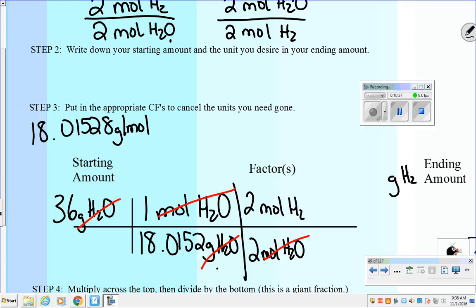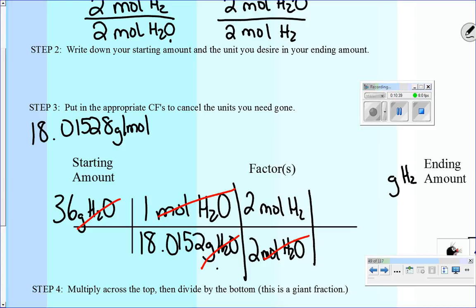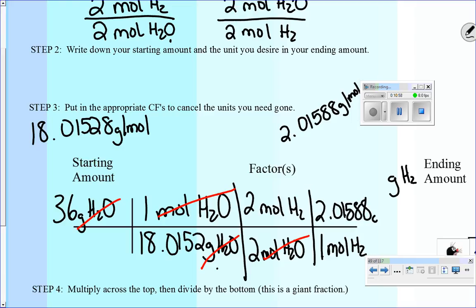So now I'm just going to simply do another GFM calculation. My GFM for H2, remember you do have to multiply that by 2. I'm going to have my grams on top because I want my 1 mole of H2 on the bottom. That allows me, sorry, I'll write my H2 with that. It really does help keep track of stuff. That allows me to cancel out my moles.